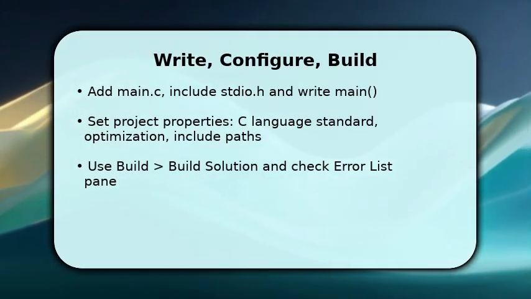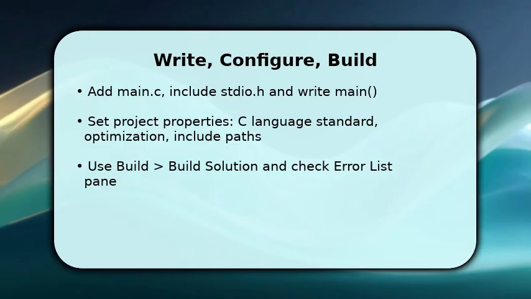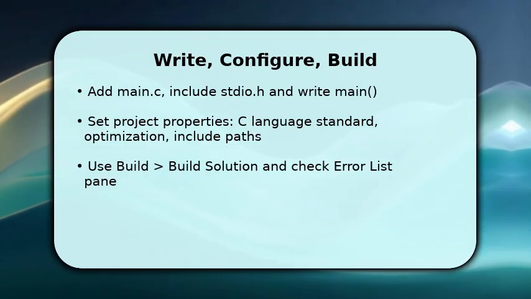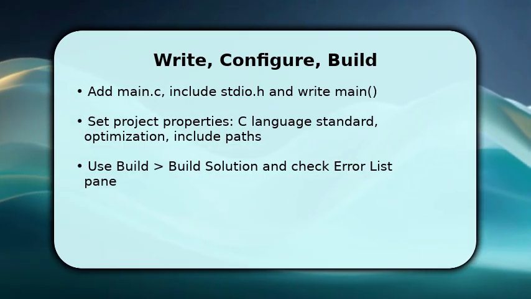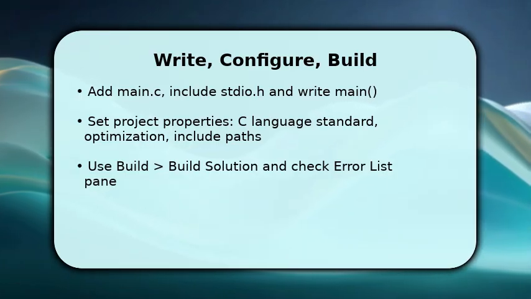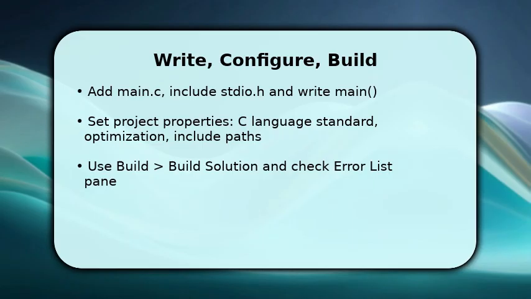Next, configure project properties. Under C/C++, set the language to C11 or C99, adjust optimization and warning levels, and add any include or library paths. Once configured, use Build, then Build Solution to compile.